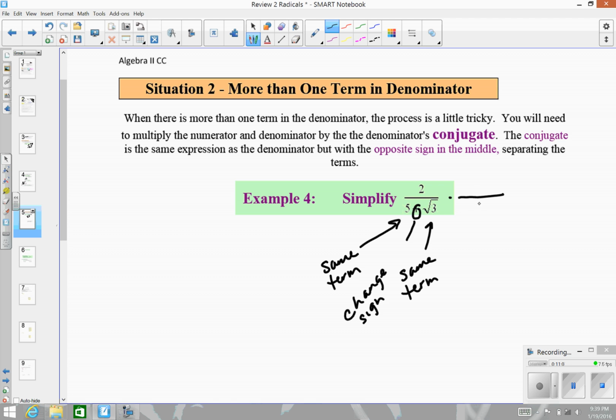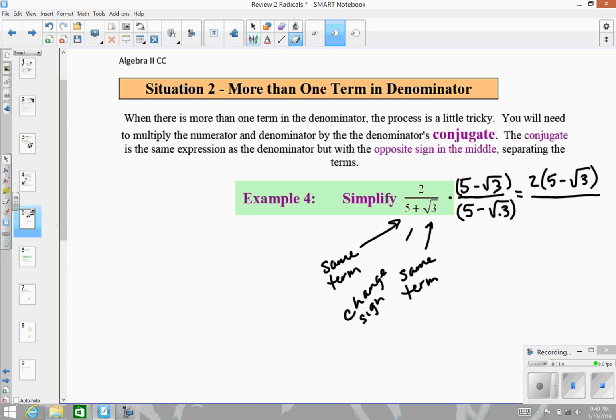So I'm going to multiply this by 5 minus radical 3. My numerator has to be exactly the same. I'm going to put parentheses around these because it's a binomial. And this is going to give me 2 times the binomial, 5 minus radical 3, all over. If you want to use the box to multiply these two binomials, you can go ahead and do that. I'm going to erase this so that we can see what we're doing here.